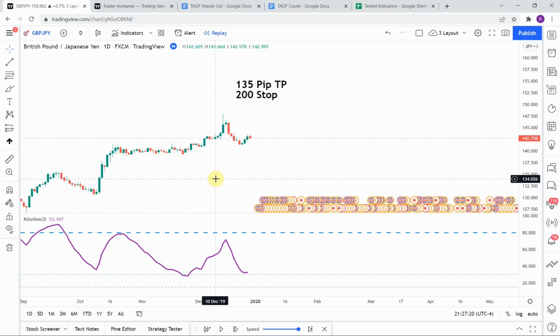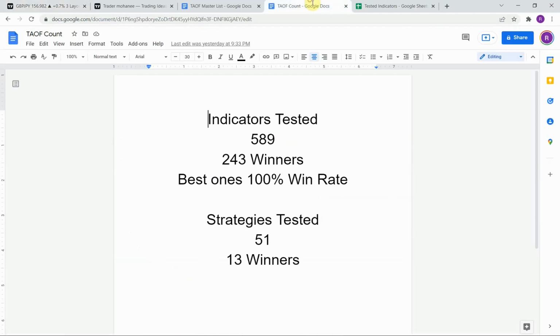Alright, as I said, today we will be testing the RSI of MACD. Before we do though, I wanted to put the testing scoreboard up for everyone to see. So to date, we have tested a total of 51 different strategies, with 13 of them being profitable. We've also tested a total of 589 indicators, with 243 of them being winners. The best ones so far were able to achieve a 100% win rate.